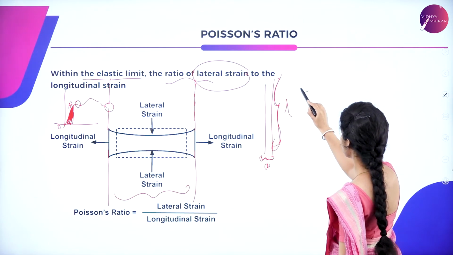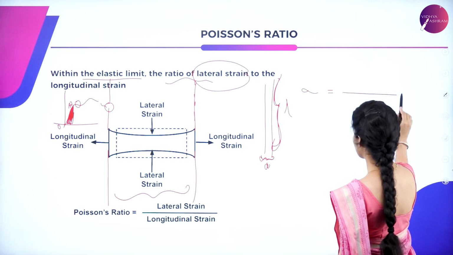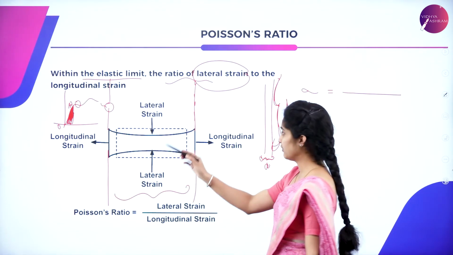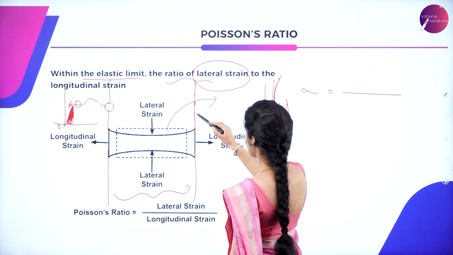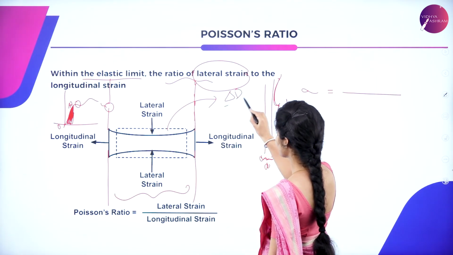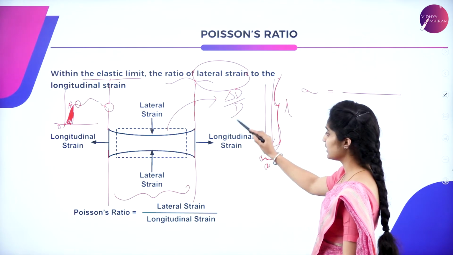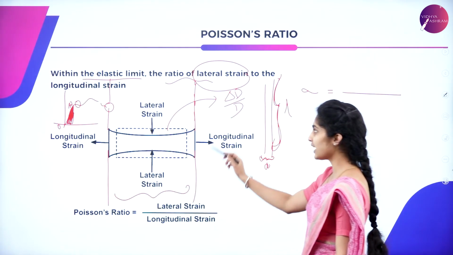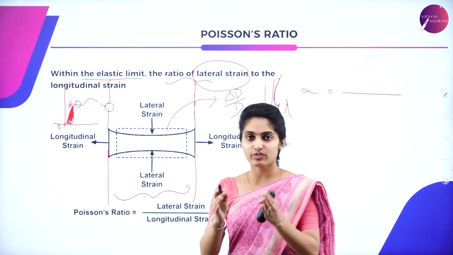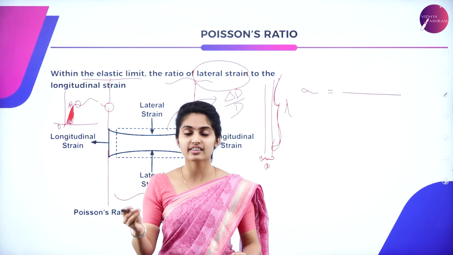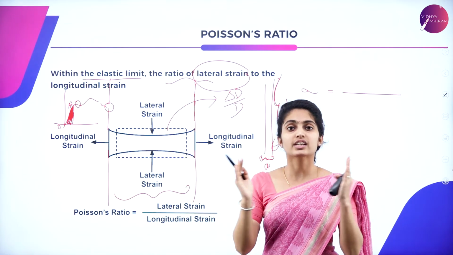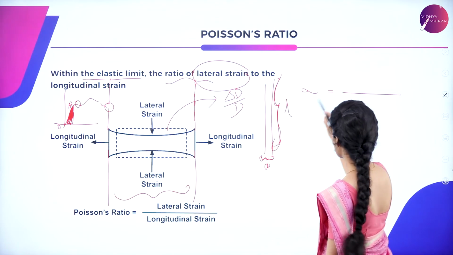So Poisson's ratio is considered to be sigma, which is lateral strain divided by longitudinal strain. Strain means the ratio of change to the original. So why am I considering D? Because here I am calculating the diameter. So the diameter changes when the wire increases. When a solid wire's length increases, what happens to its diameter? It contracts. So there is a decrease in the diameter. So there is a change in the diameter.